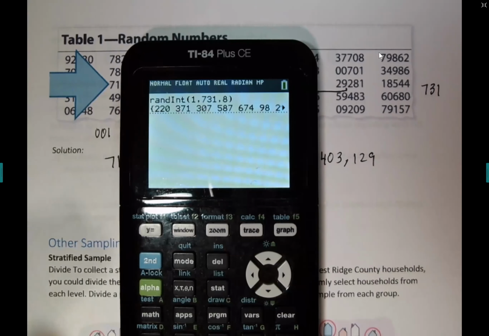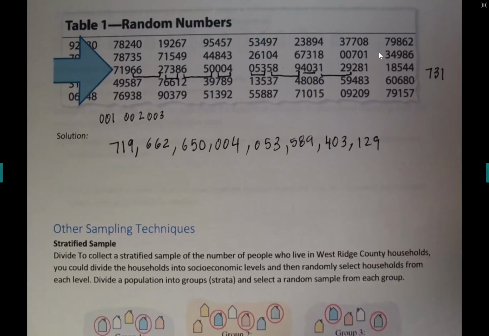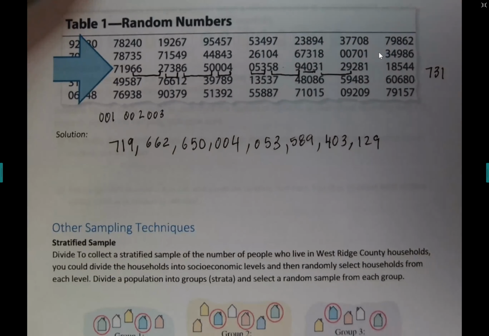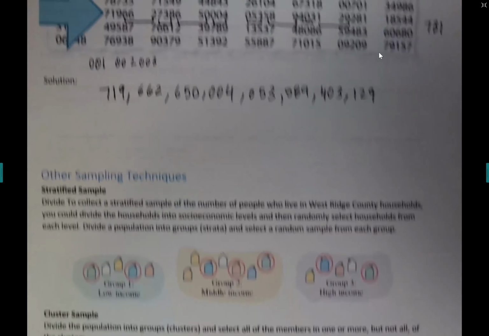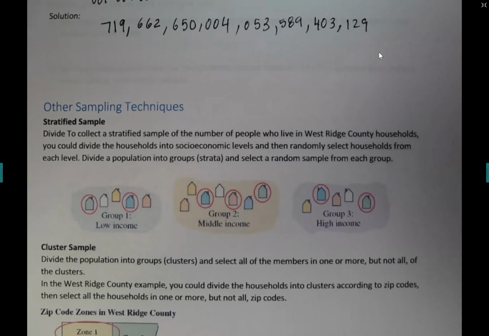How does the calculator pick those numbers? It's a very complicated program. I don't know, but that's how you do it. Okay. So we have random samples. That's the first sampling technique, simple random sample. We're going to learn about the remaining sampling techniques, guys. There are 4 more, and I'll explain them to you right now.